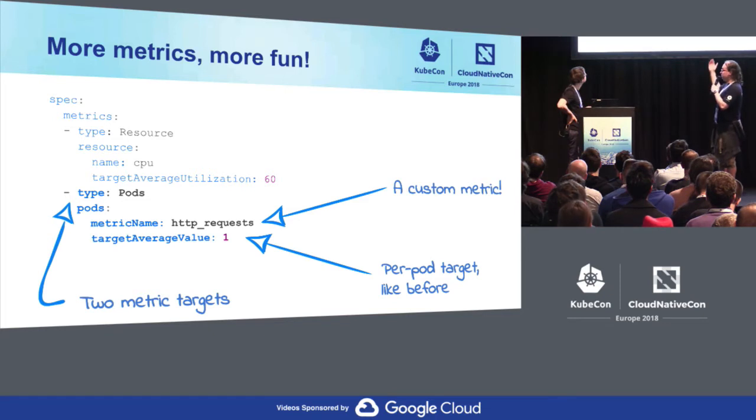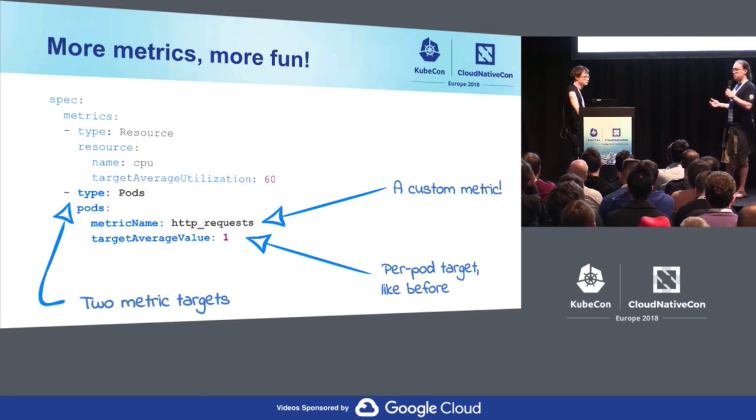And we have a new type. This type is called pods. Now, pods acts very similar to the resource metric type. So we're looking at metrics describing each of the pods in the target of our horizontal pod autoscaler. So all the pods in our deployment, for instance.